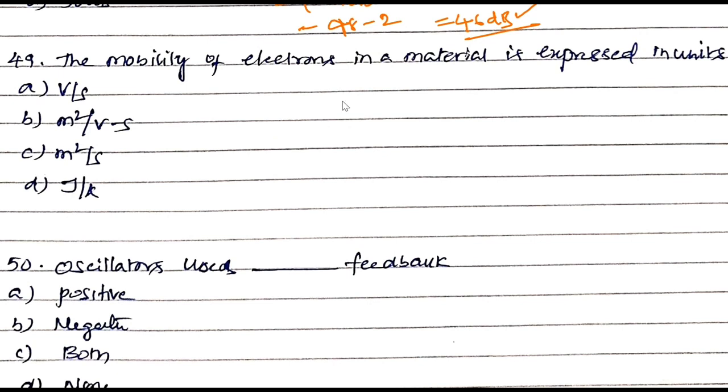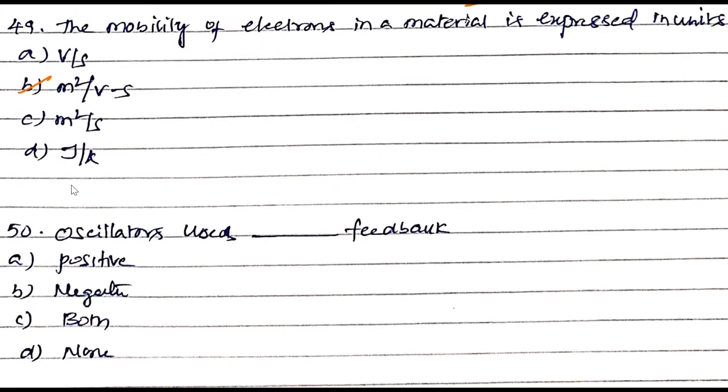The mobility of electrons in a material is expressed in units of meter square per volt second. Okay. Next one. Oscillators use dash feedback. Oscillators use positive feedback, where the gain increases and the remaining things decrease in case of oscillators here.